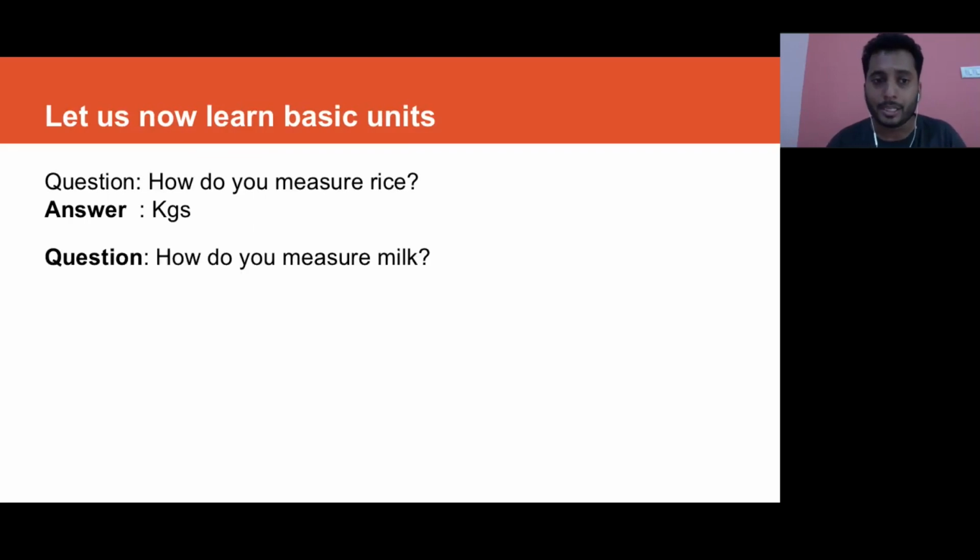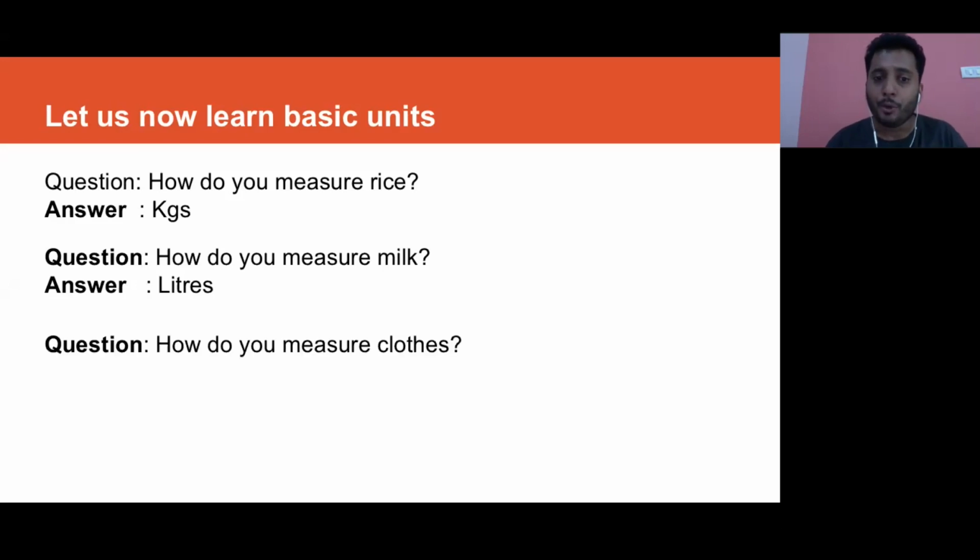Similarly, how do you measure milk? We measure milk using the unit liters. 1 liter of milk, 2 liters of milk, 3 liters of milk, and so on. Similarly, how do you measure clothes? We measure clothes using the unit meters. Give me 10 meters of clothes, give me 15 meters of clothes, and so on and so forth.